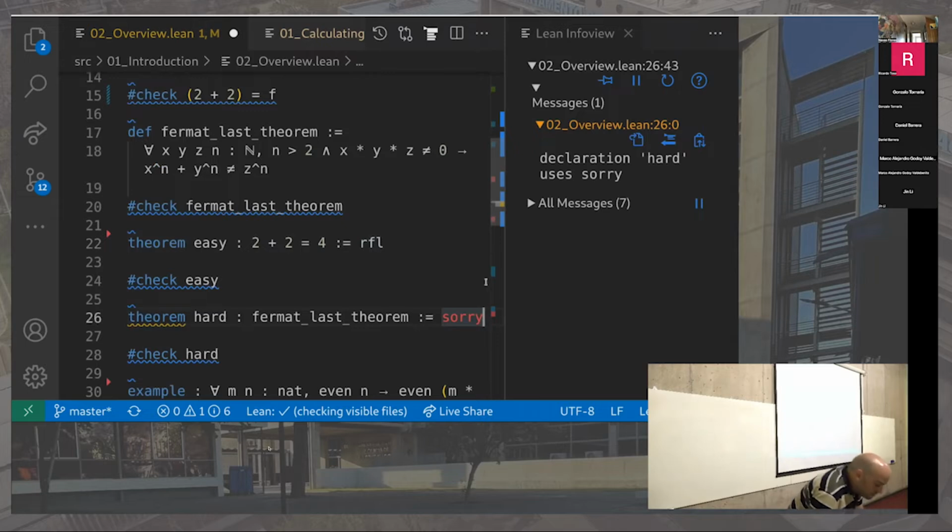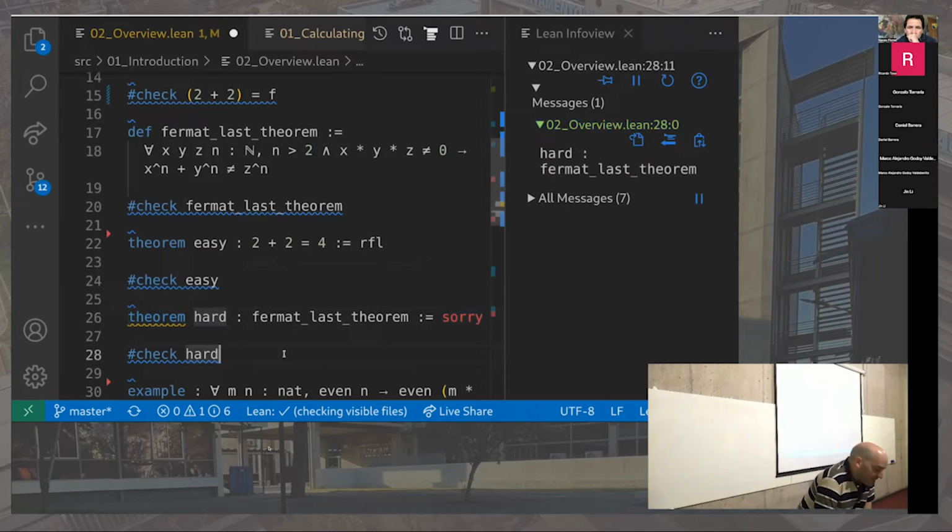Okay, so let's now prove Fermat's theorem. You see that now we want to prove Fermat's theorem, and Lean is not raising an error. So the proof is very easy. It's just this keyword, sorry, that just means, come on, Lean, accept that this is true. And you see that there is no error, but there is a warning. There are these yellow squiggly lines saying that I know that you don't really prove it, but now you can use it. If I ask Lean what is the type of hard, it says it's a proof of Fermat's theorem. But of course, if you start using this, there will be warnings everywhere saying yes, you can use it, but you are cheating.